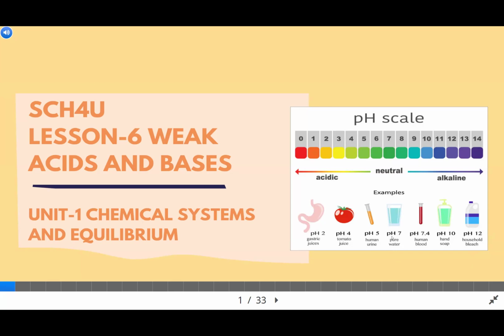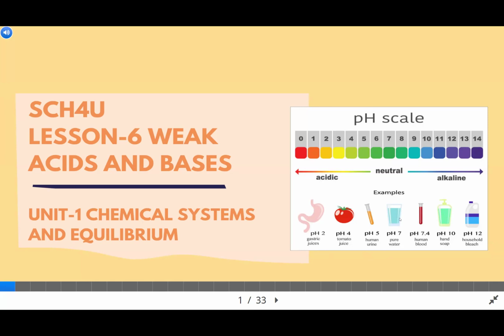Because we drink water to hydrate ourselves and nourish our bodies. So obviously we don't want to be drinking something that's going to throw our bodies off of the pH, like gastric juices or something like that. But yeah, the human urine is pH of 5.